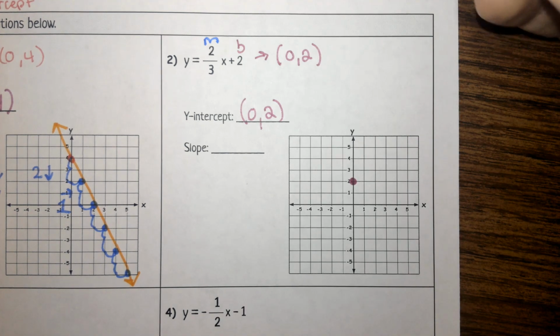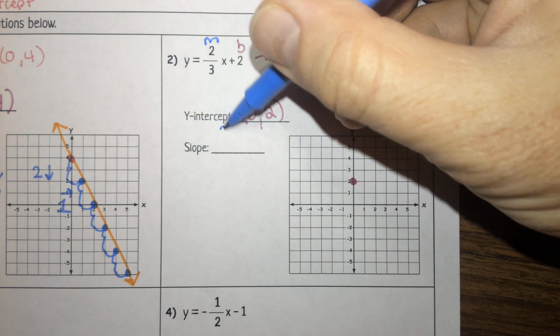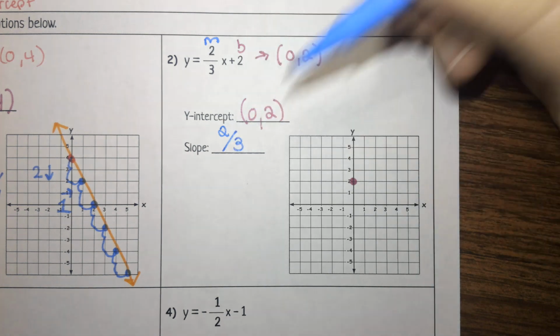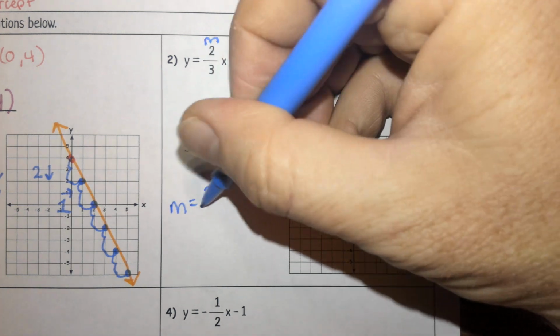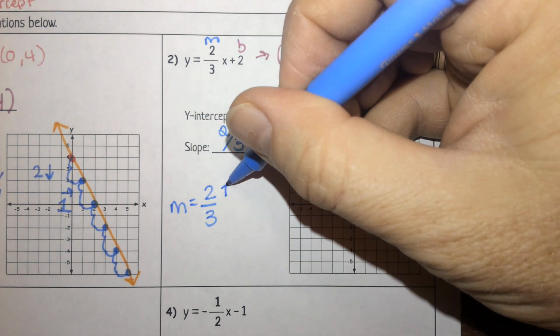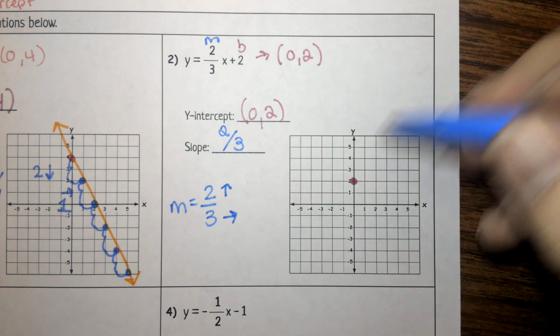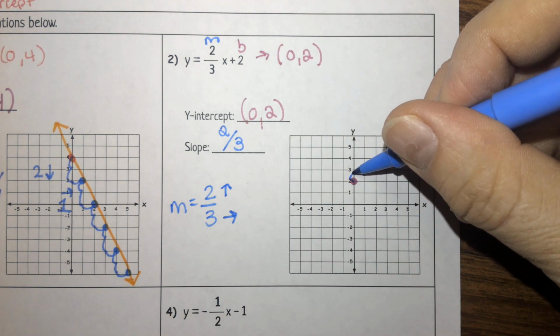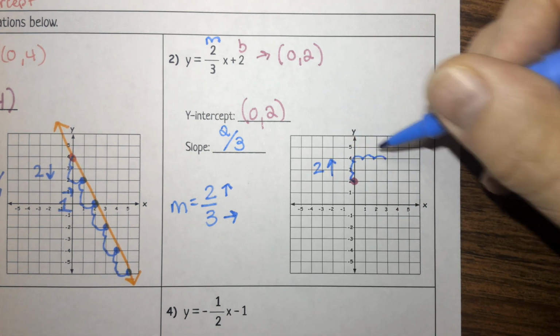And I'm going to use the slope. So our m is 2/3. And because it's positive, I'm going to go, m is 2 over 3. And because it's a positive number, my rise is going to be up 2, right 3. And I start from this point. So from here, I go up 1, 2, and then right 1, 2, 3.